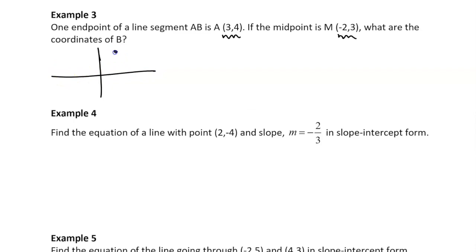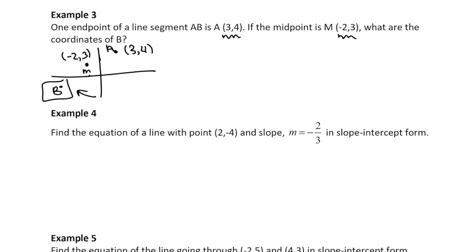They're saying one endpoint is at 3, 4. That's point A right here. And at -2, 3, somewhere right around here, that would be our midpoint. Think about where you're going to be finding point B. If this is A's one endpoint and you have your midpoint here, somewhere over here is going to be point B, with M in the middle right there. So how would you approach this? We know the midpoint formula, and we could use that to our advantage.